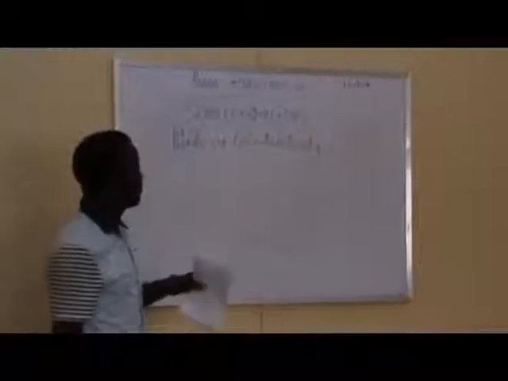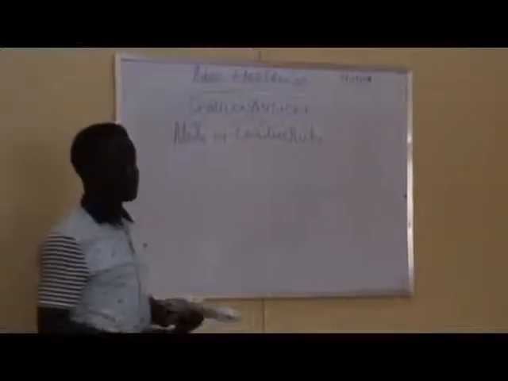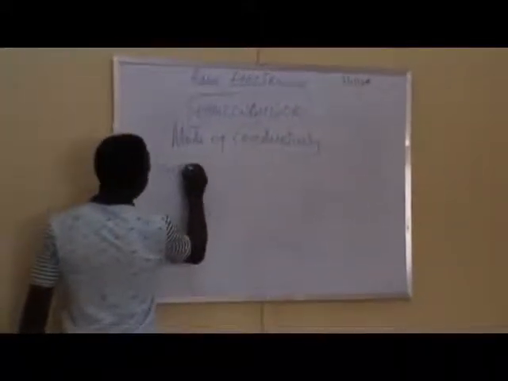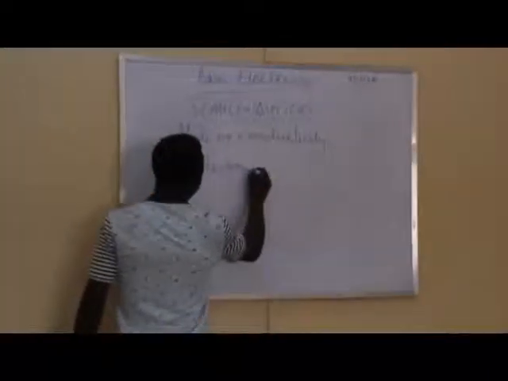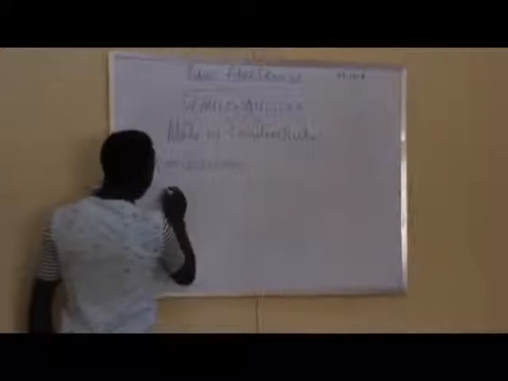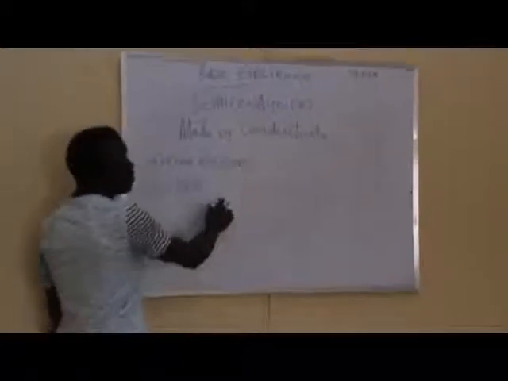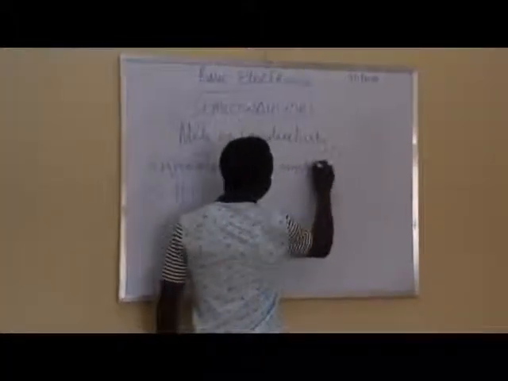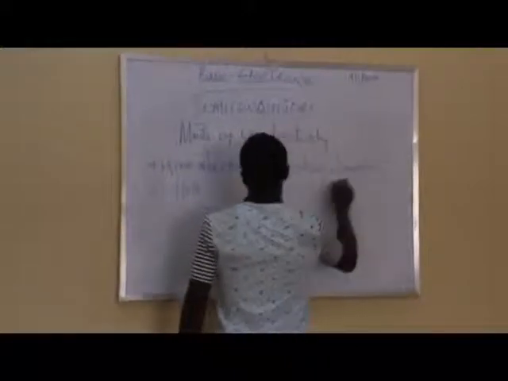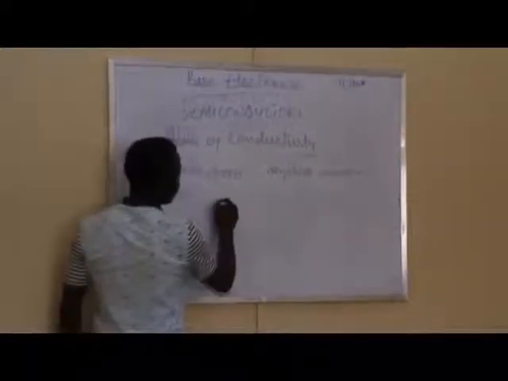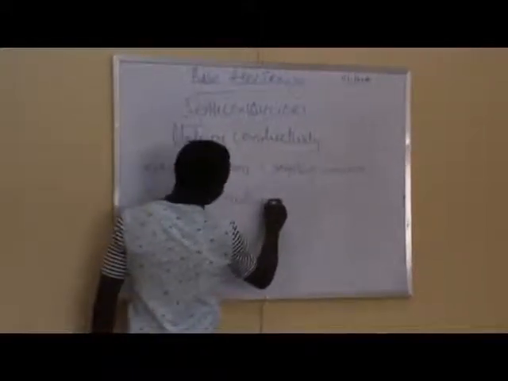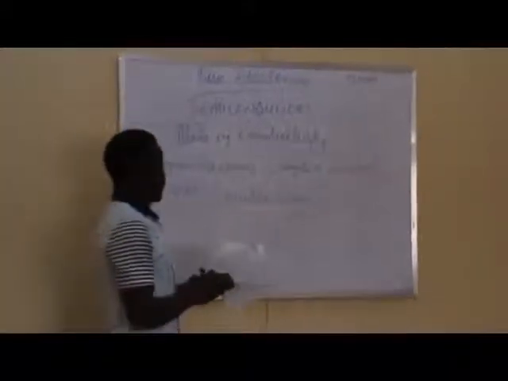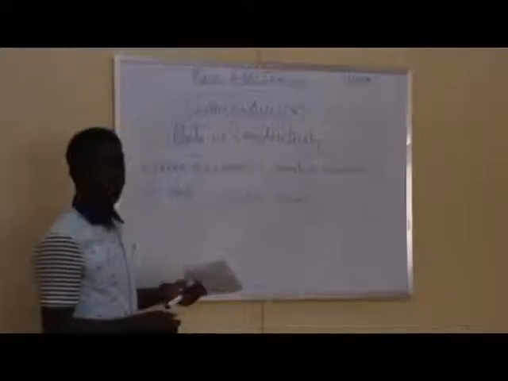And the semiconductor also has two carriers, but of two types. We have one as free electrons, and the second one as holes. The free electrons have a negative charge, and the holes have a positive charge on them. Any question? Yes.